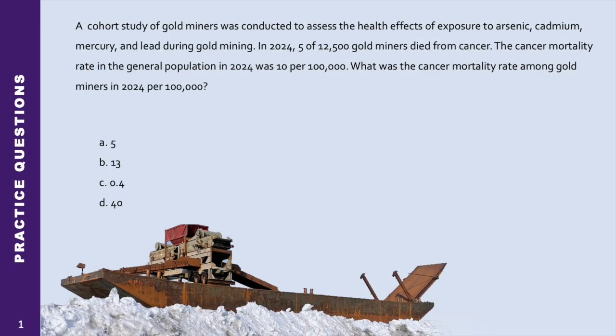A cohort study of gold miners was conducted to assess the health effects of exposure to arsenic, cadmium, mercury, and lead during gold mining. In 2024, 5 of 12,500 gold miners died from cancer. The cancer mortality rate in the general population in 2024 was 10 per 100,000. What was the cancer mortality rate among gold miners in 2024 per 100,000?